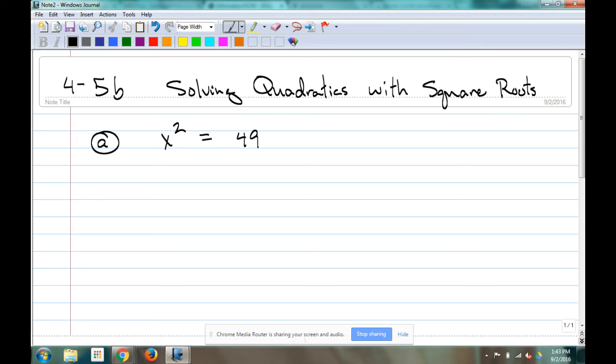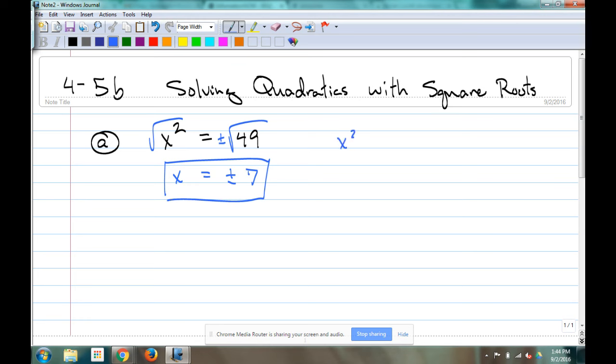Anytime you have something squared on one side and then numbers on the other, solving with square roots is the quickest way to get an answer. Not necessarily the only way, but it's the quickest way. I can take the square root of both sides, and that gets rid of the squared on the left side. The only thing I have to remember here is when I take the square root of a number, I have to use positive and negative, because positive 7 times positive 7 is 49, but negative 7 times negative 7 is also 49. So we get that as the two answers.